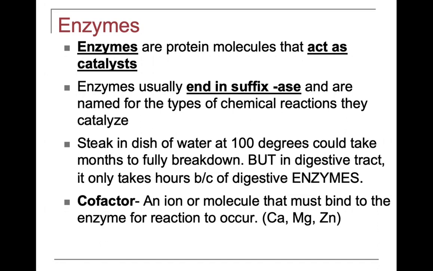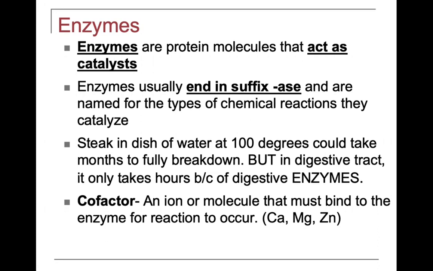But the body temperature doesn't get to 500 degrees, right? The human body is 98 degrees, 97 degrees. Maybe a fever 105, but still not high enough temperature to break down a steak inside the body, but we have digestive enzymes. You have that hydrochloric acid in the stomach. So enzymes can speed up the reaction time and break down those proteins in the stomach.